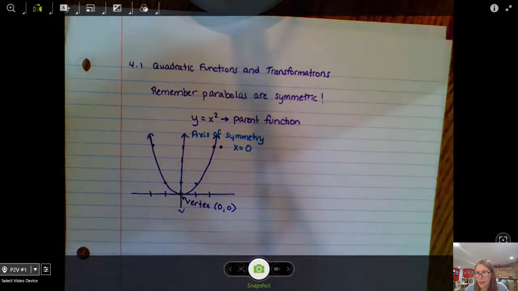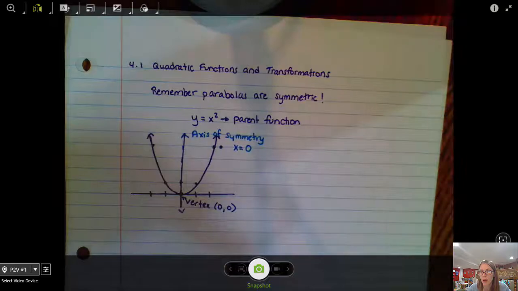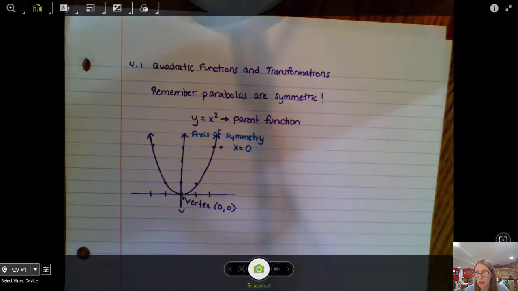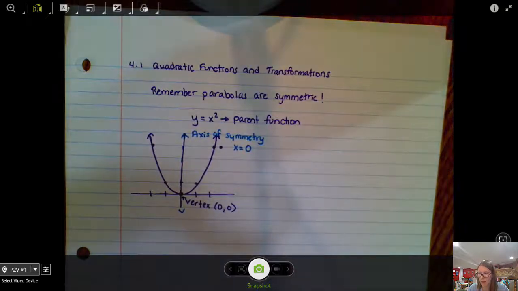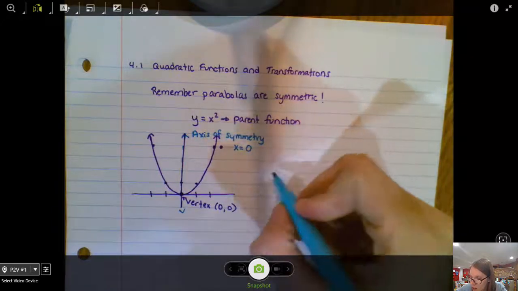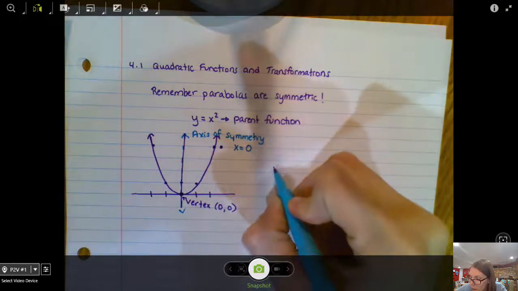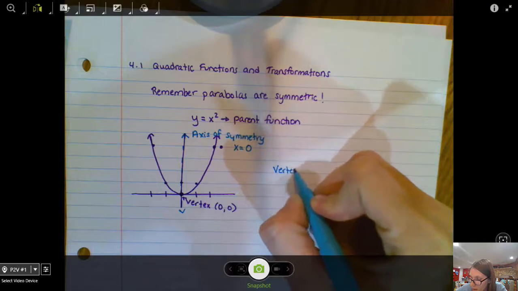And when we were learning transformations, we learned how our horizontal translations, our vertical translations, our reflections, all of that work with a certain parent function. We worked with our parent function here, y equals x squared. We also worked with absolute value. Now, in general, all of those transformations go together to form what is called vertex form for quadratics.